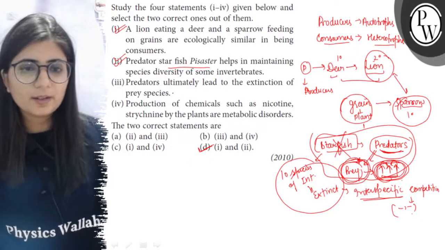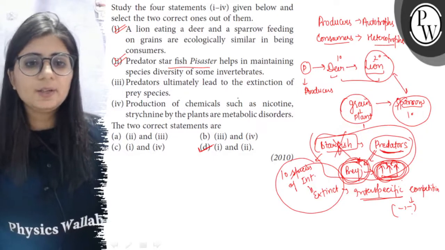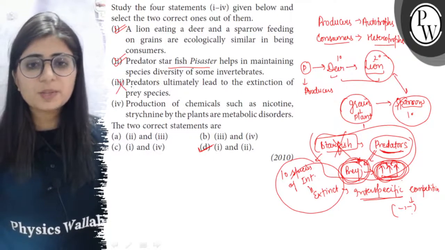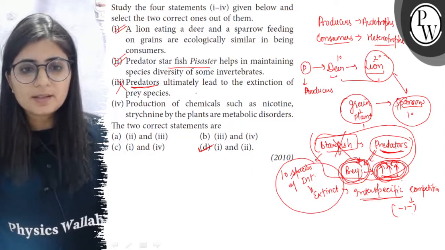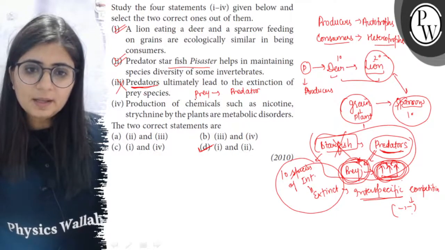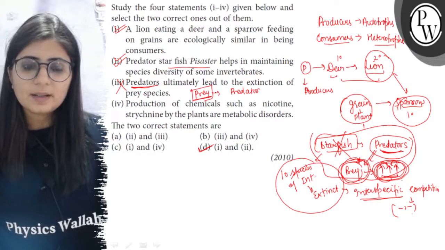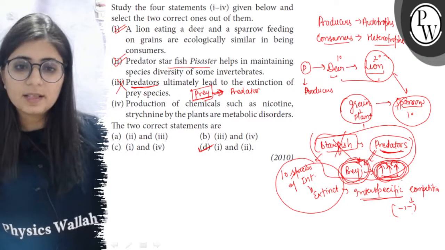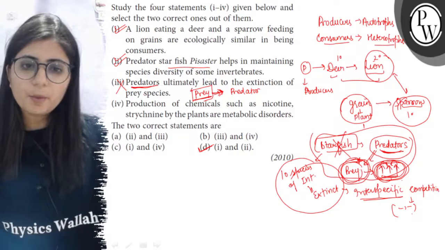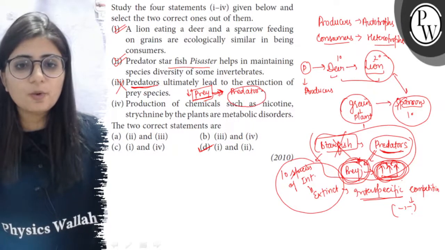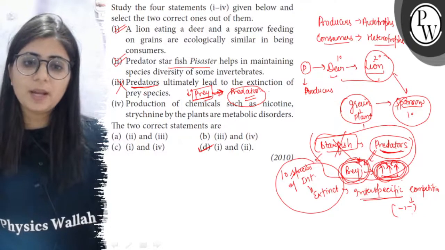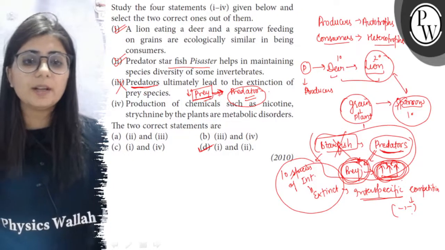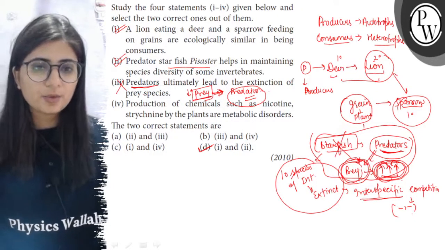But if we look further at the other two statements: predators ultimately lead to extinction of prey species. This is very wrong because predators are very prudent, they never make their prey extinct. Predators feed on the prey in such a way that they only control their population. They do not entirely kill them, because when the prey population becomes extinct, the predators will find no food, so they will be extinct. So they only keep their prey population under control. They do not eliminate them completely. So this is not true.